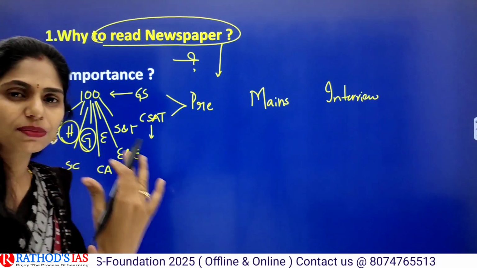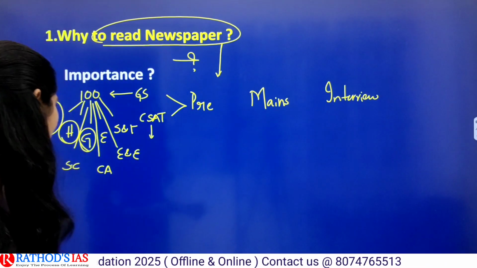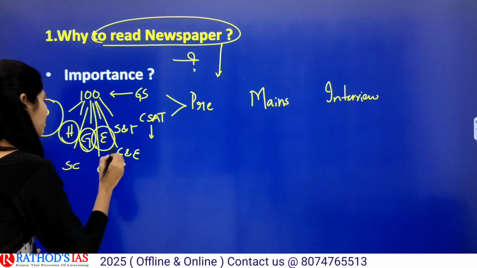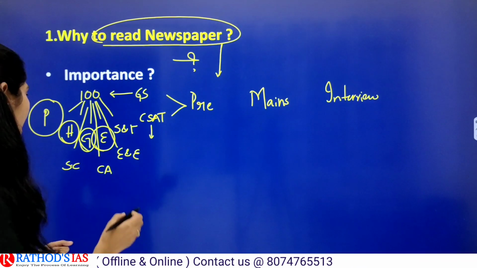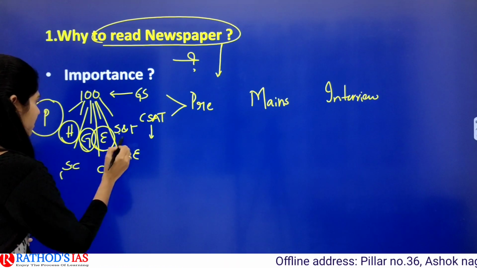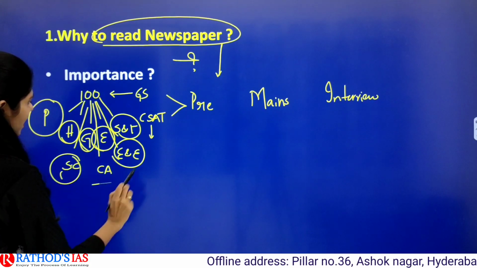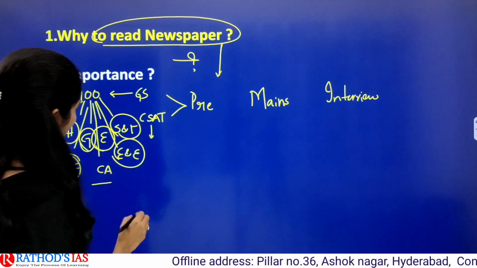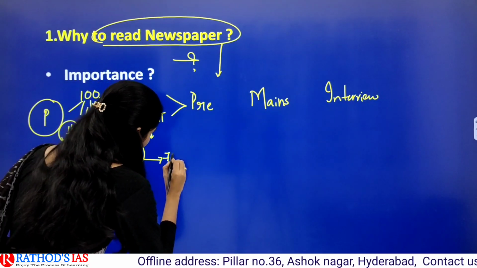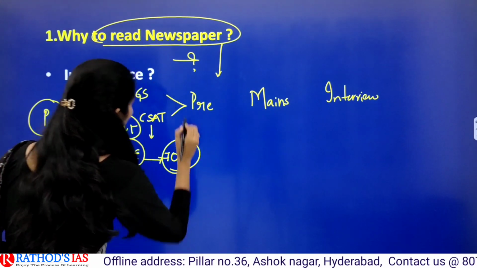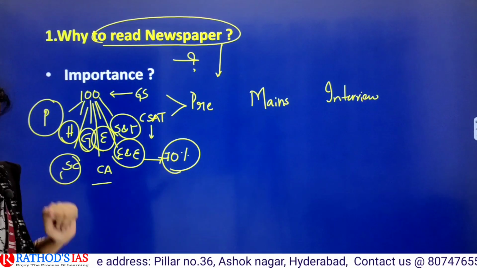You can expect questions from current affairs here, and the entire economy is from your current affairs portion, and your science and technology, as well as environment and ecology, and schemes and current affairs. So here around 70% of the paper is your current affairs from your newspaper.